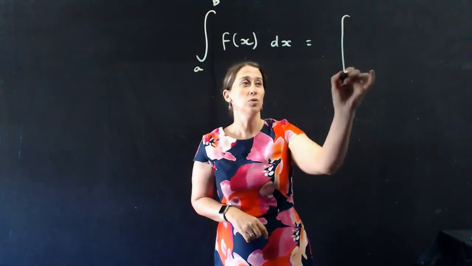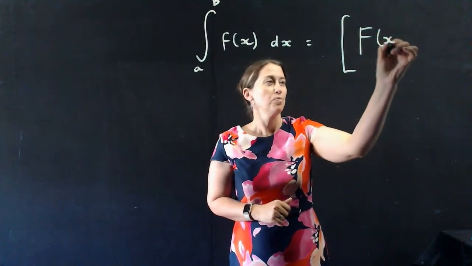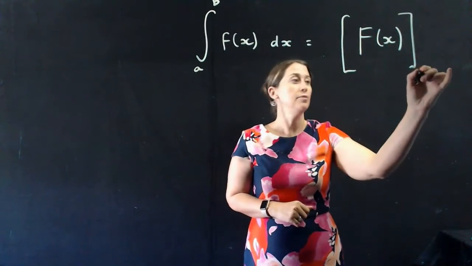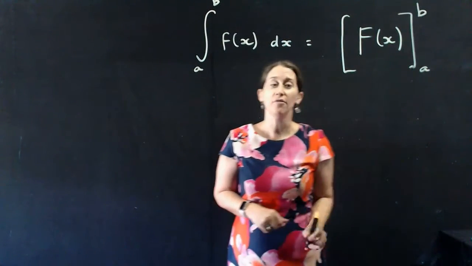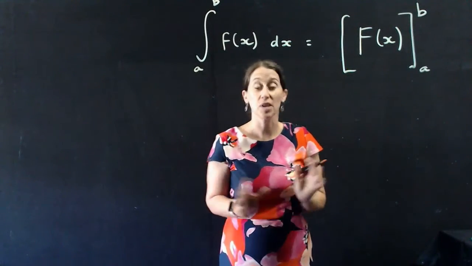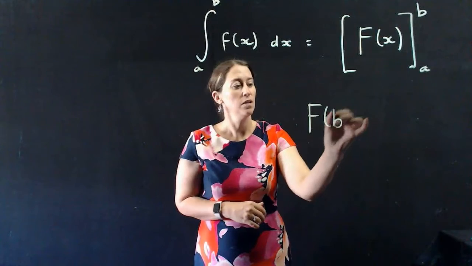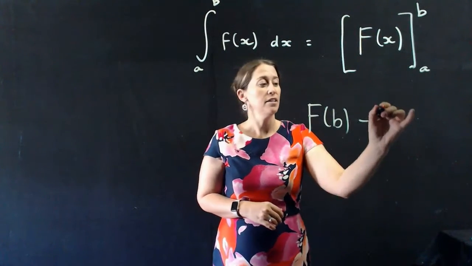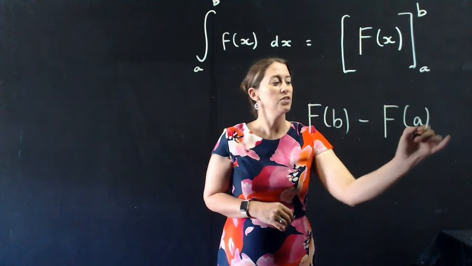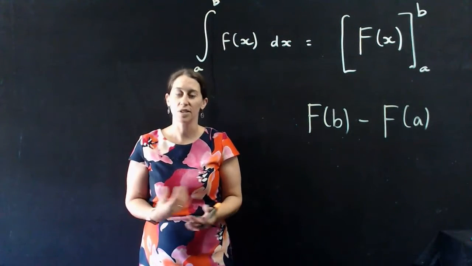Now that integral, let's call the integral capital F of x, between the terminals a and b, says that if we substitute b in for everywhere we see x, because we're integrating with respect to x, then we get F of b. And then if we substitute a in, we get F of a. And obviously if we subtract F of a from F of b, we get this definite integral.